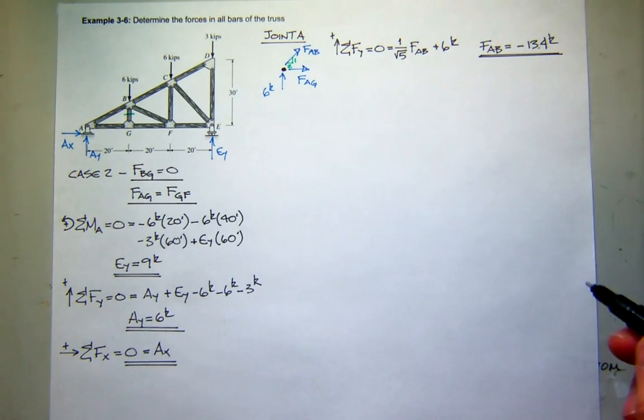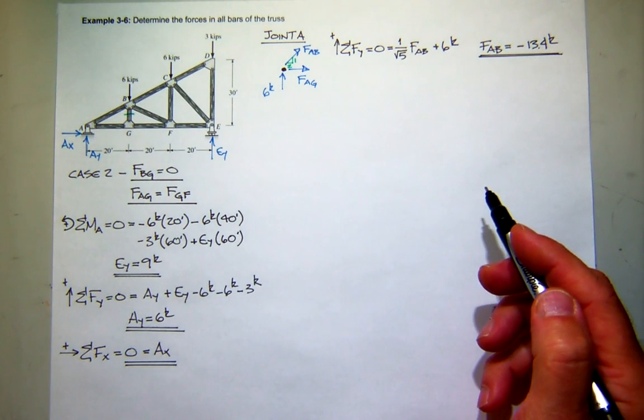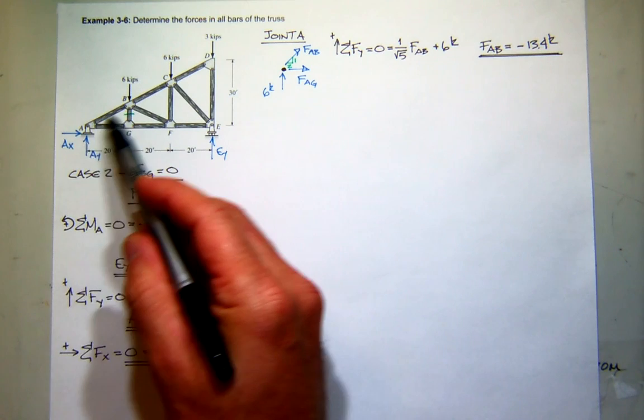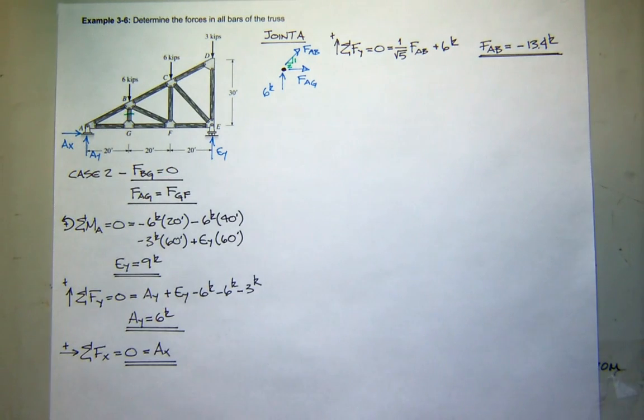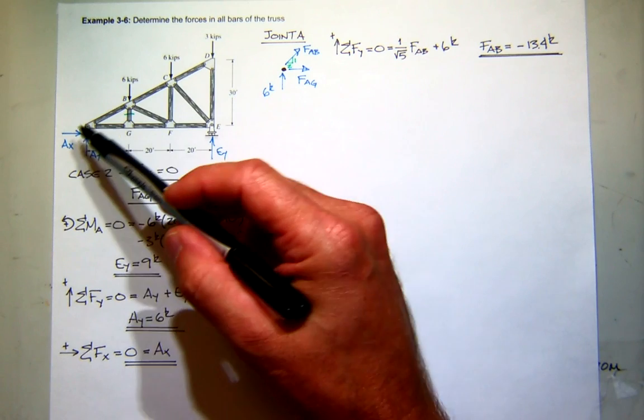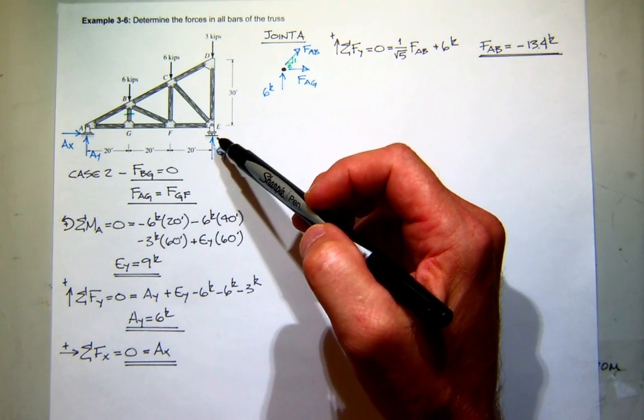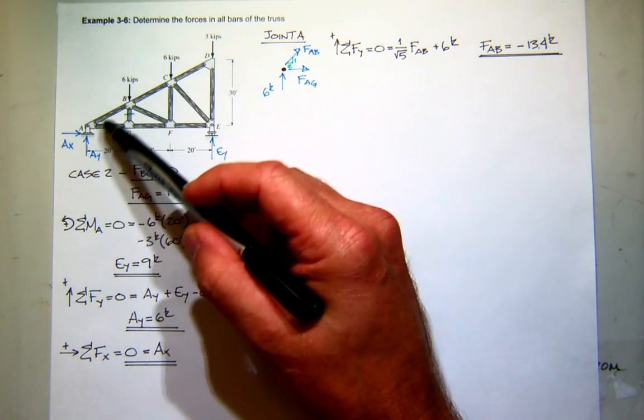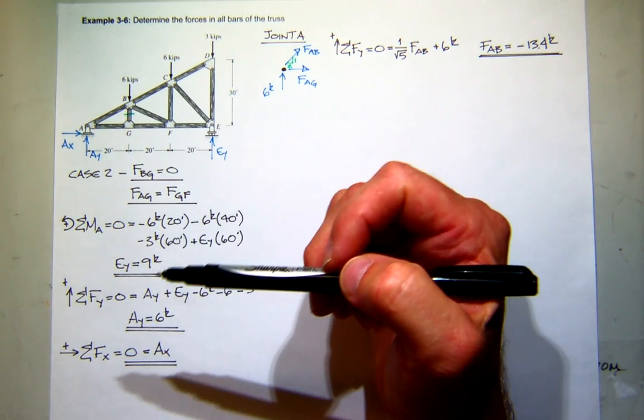And it came out compression. Does it make sense that AB is in compression? Well, kind of look at it. I got all my loads acting down, so you expect the bottom chord to be in tension and the top chord to kind of be in compression. So that seems okay.